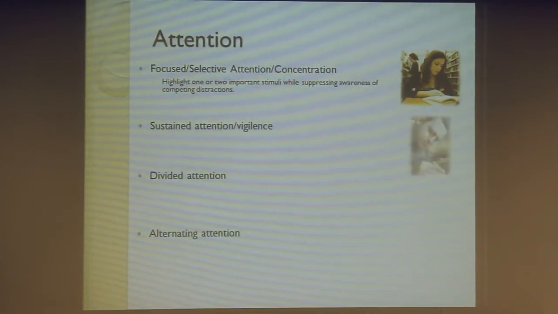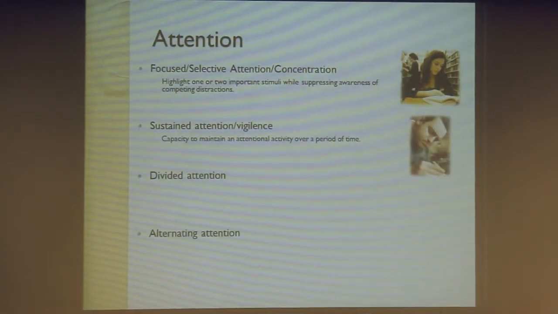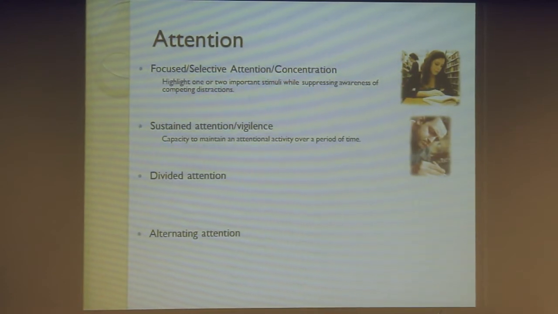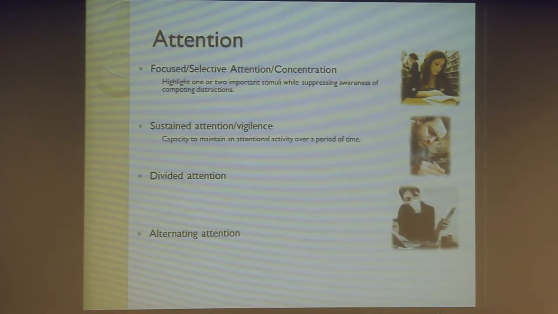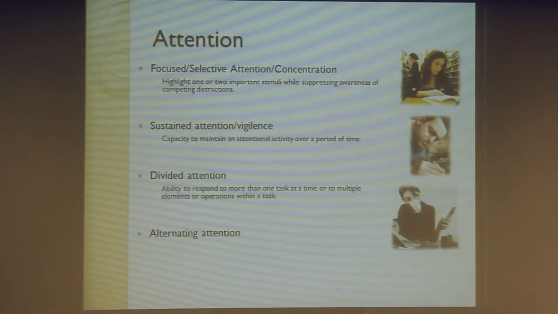That's your focused attention. Then you get your sustained attention or vigilance, which is the capacity to maintain an attentional activity over a period of time. So that's maintaining your concentration over a period of time. Then you get divided attention, or what we sometimes think of as multitasking, which is the ability to respond to more than one task at a time, or to multiple elements or operations within a task. So, for example, you can be on the phone and you can be just checking some things on your computer screen. Or you might be cooking while somebody's having a conversation with you. And that is multitasking. We are not very good at multitasking, although we like to think that we are.